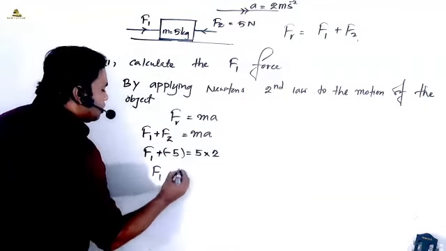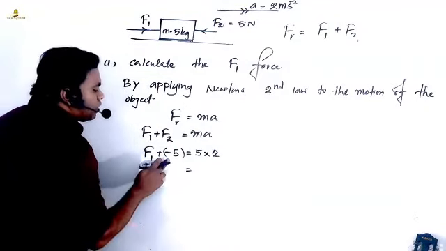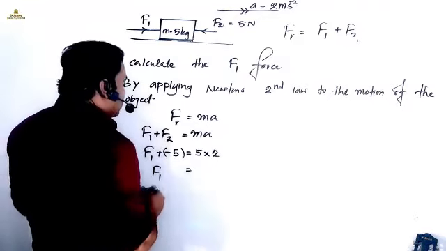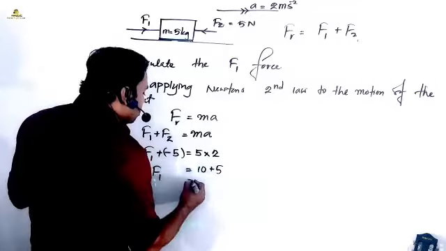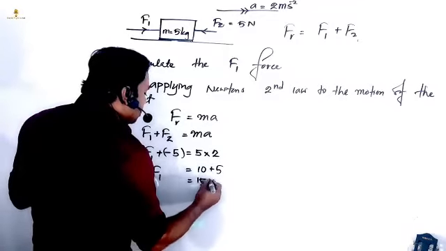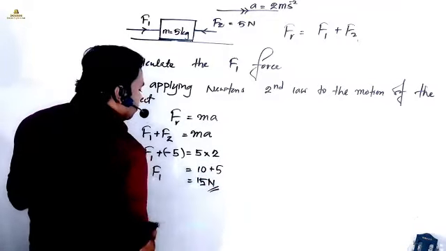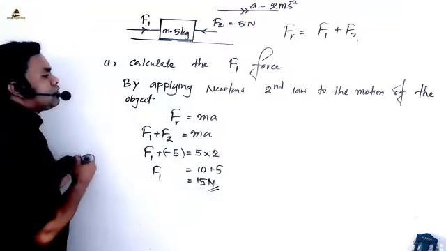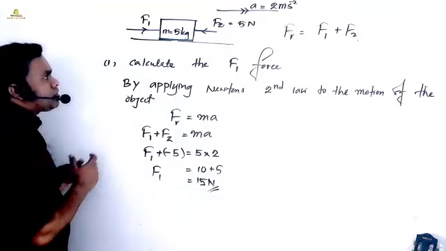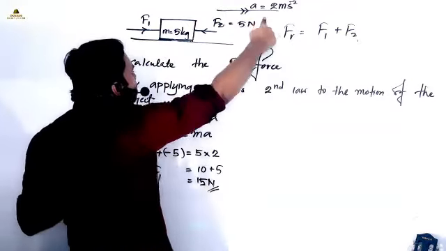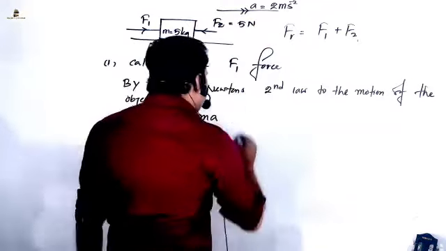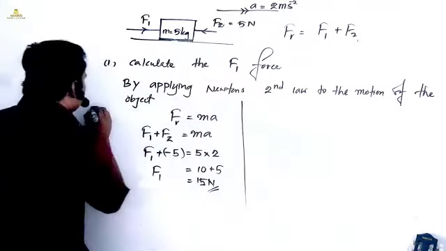F1 equals minus 5 goes to the other side as an addition. 5 times 2, that's 10. 10 plus 5, so that becomes 15. That's 15 newtons. So this same calculation you can do in 2 steps. Yes, you know the mass, you know the acceleration. Therefore, directly by applying the second method, so this method 1.